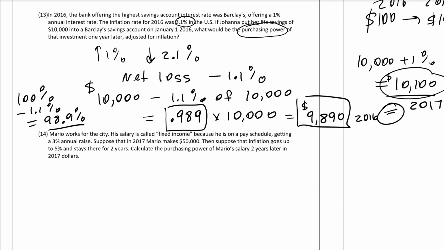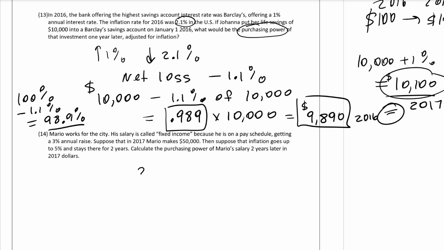Mario works for the city. His salary is called a fixed income because he's on a pay schedule, getting a 3% annual raise each year, and that's it. Suppose that in 2017 Mario was making $50,000, and then suppose inflation goes up to 5% in that year, just like this year, and it stays like that for 2 years. Calculate the purchasing power of his salary 2 years later in 2017 dollars.